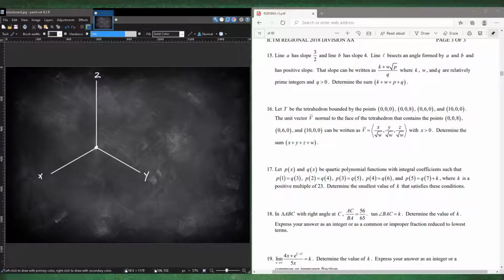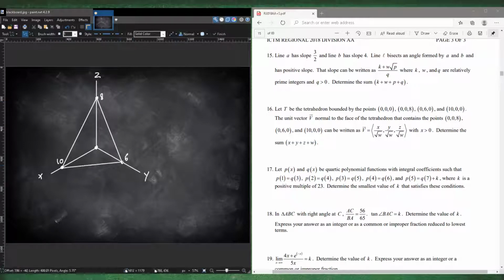So we have 0, 0, 0, 0, 0, 8. So this is at 8. And this is at 0, 6, 0. So this one's at 6. And we have 10, 0, 0. So this one's at 10. And this is a tetrahedron. So let's connect the points. So something like this, this, and this. Right? So we have this tetrahedron.